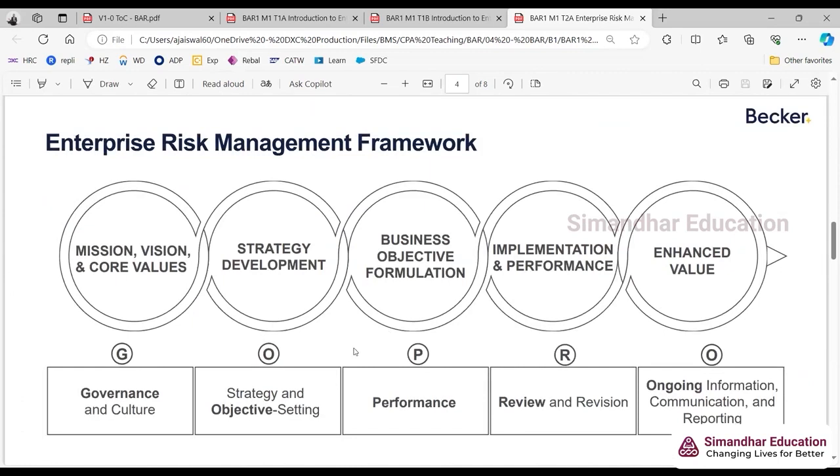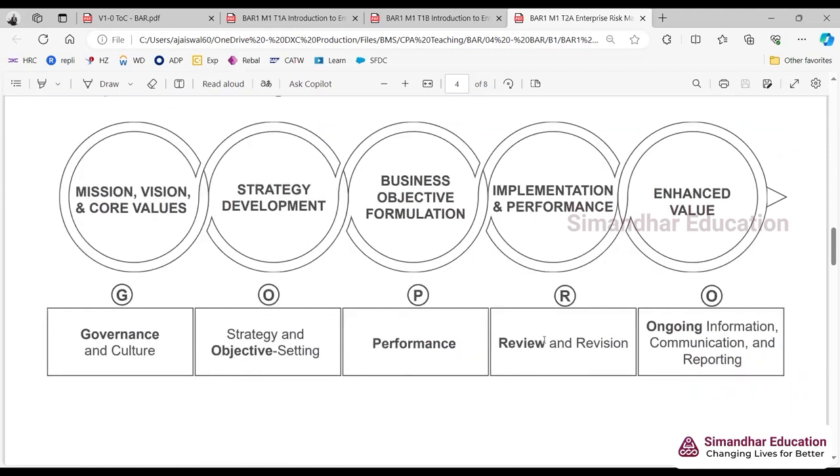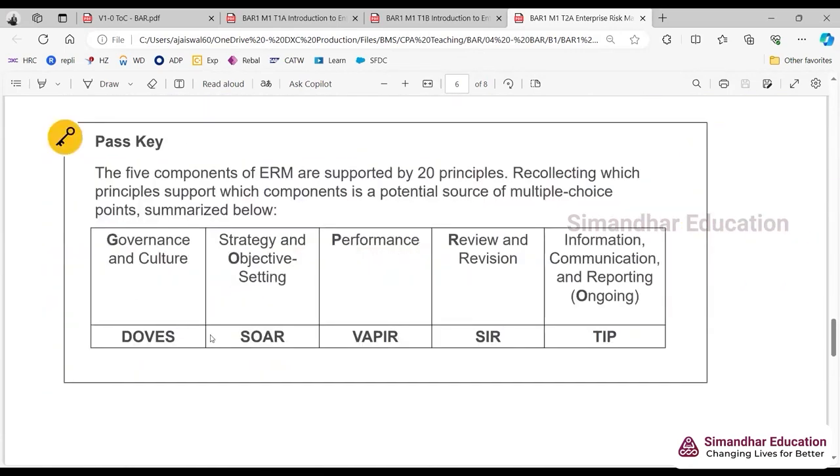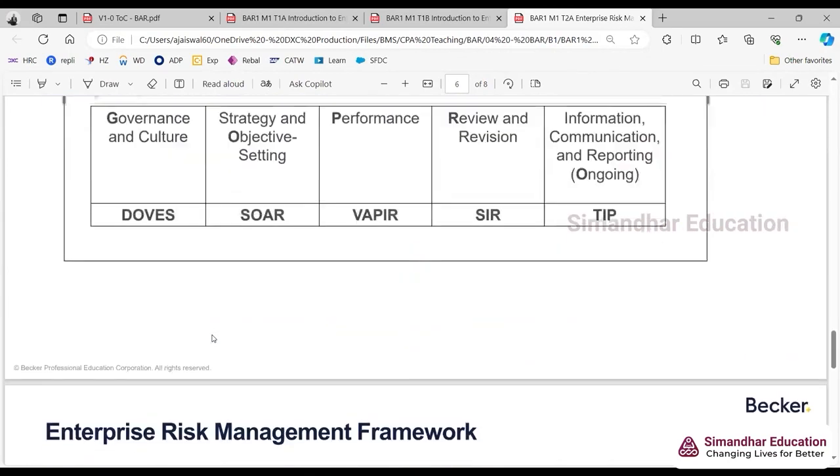Questions will be asked on this definitely, that what are the components of ERM. Okay, so the components of ERM is called GoPro. Governance and culture, strategy and objective setting, performance, review and revision, ongoing information communication and reporting. Seems simple enough, right? But within these components we have principles also inside that. So it's not only these 5 components, we have a lot of principles which are going to come like this.